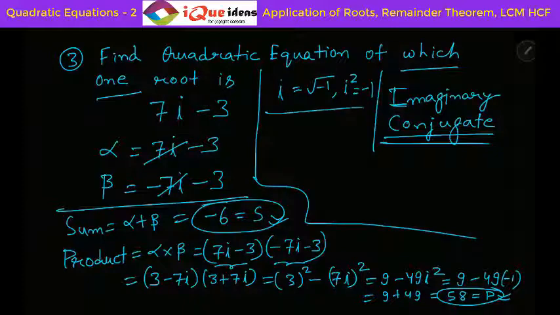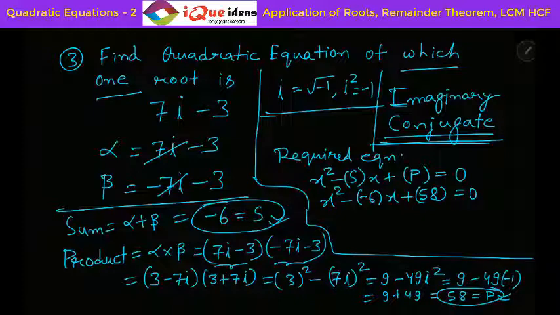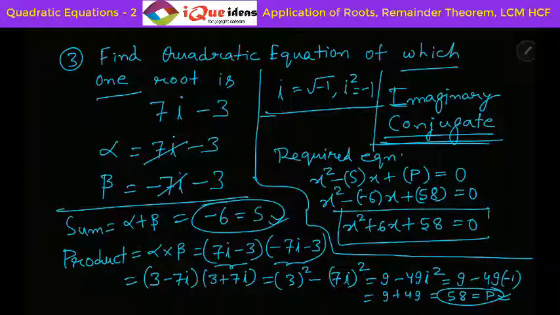That means the required equation will be given as, I'll write here, the required equation will be given as x square minus sum of roots into x plus product of roots equal to 0. Here we have x square minus sum of roots, which is minus 6, into x plus product of roots, which is 58. So plus 58, that is equal to 0. Right? So this means it is x square minus minus 6, so it is x square plus 6x plus 58 equal to 0. So this is the answer of this question. Okay. Let's take one more question like this.